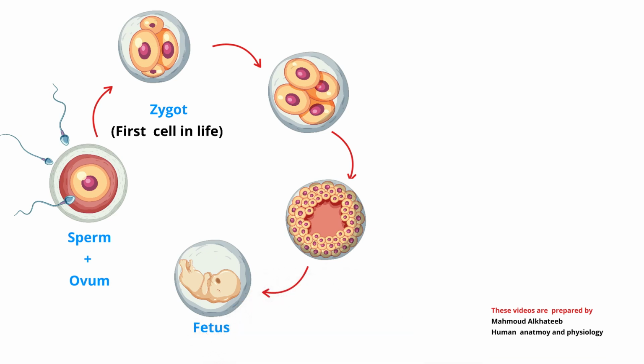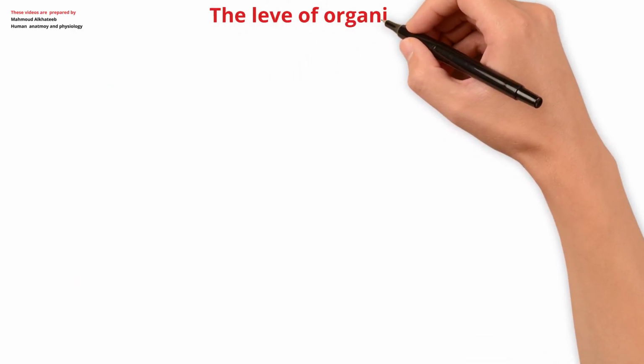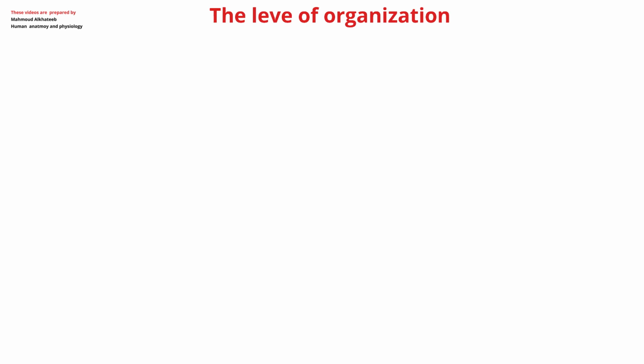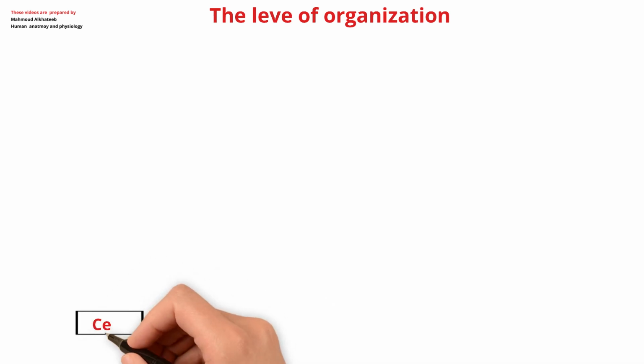This incredible progression from one cell to a full organism illustrates the power of cellular division and differentiation, which will be covered shortly. In the intricate hierarchy of biological organization, cells serve as the foundational units that differentiate into an astonishing array of specialized types, each with a unique role, structure, and function.